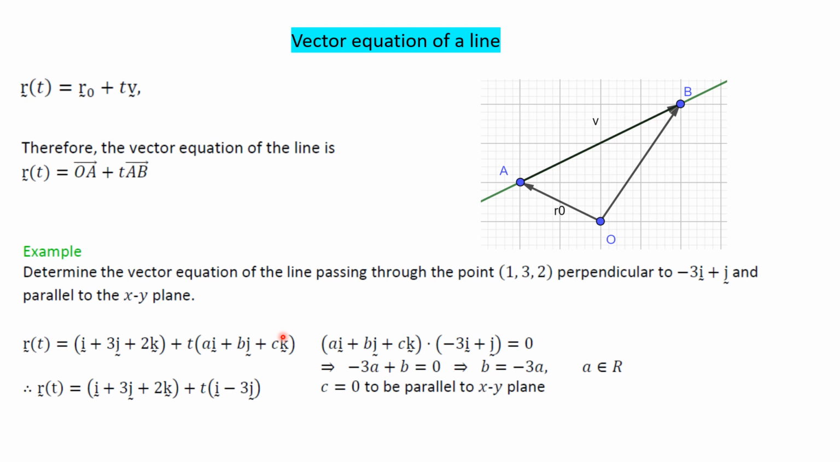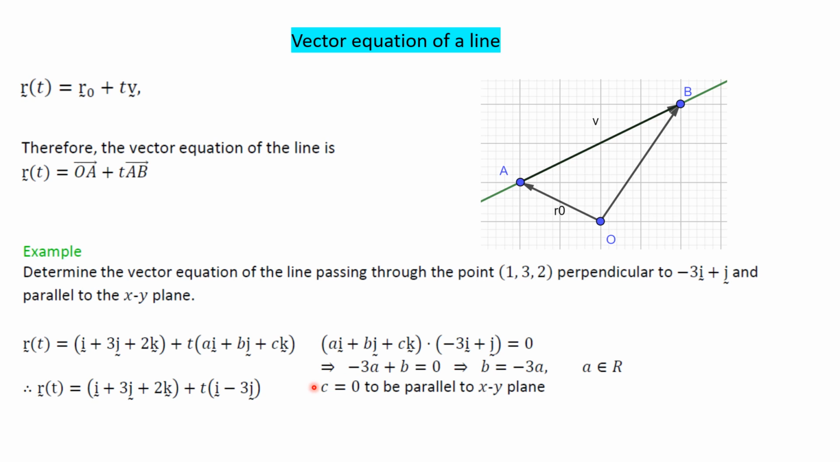Since you know that this line is perpendicular to this vector, that means the direction vector V must be perpendicular to it as well. So what you can do is take vector V dot with that vector and make it equal to 0. So now you end up with the equation negative 3a plus b is equal to 0. That means b is negative 3a.